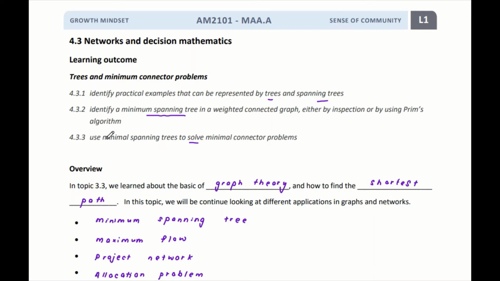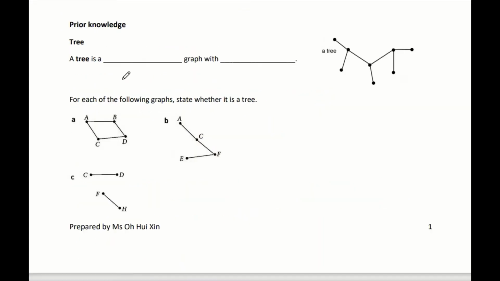Okay, so let's look at the definition. The first thing, what a tree is. A tree is a connected graph. I hope that you still remember what a connected graph is. It's a graph without any isolated vertex, and you cannot have parts of the graph which are disconnected from each other. For example, you can see that every vertex here is connected to each other. They don't need to be adjacent, but they need to be connected.